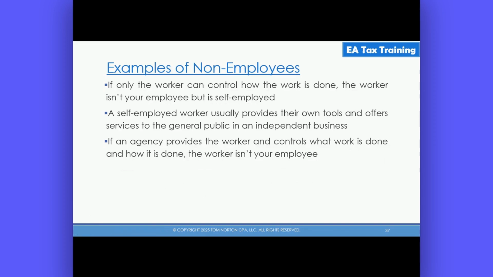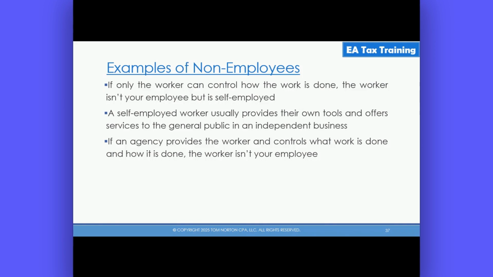Sometimes it is helpful to understand what is an employee by understanding what is not an employee. So, if only the worker can control how the work is done, then the worker is not your employee, but instead they are self-employed. A self-employed worker usually provides their own tools and offers services to the general public in an independent business. If an agency provides the worker and controls what work is done and how it is done, then that worker is not your employee. So let's look at a couple of examples.